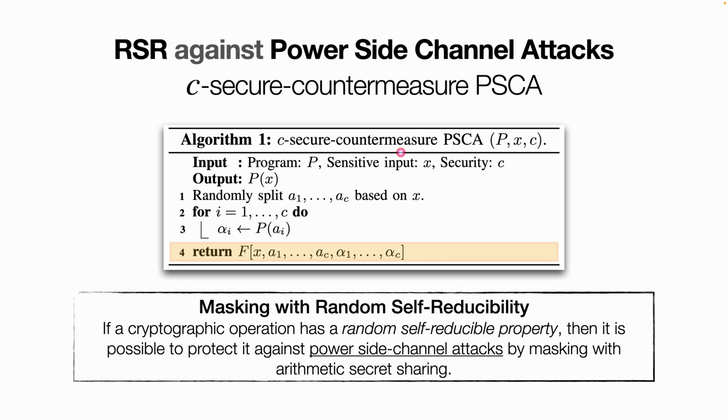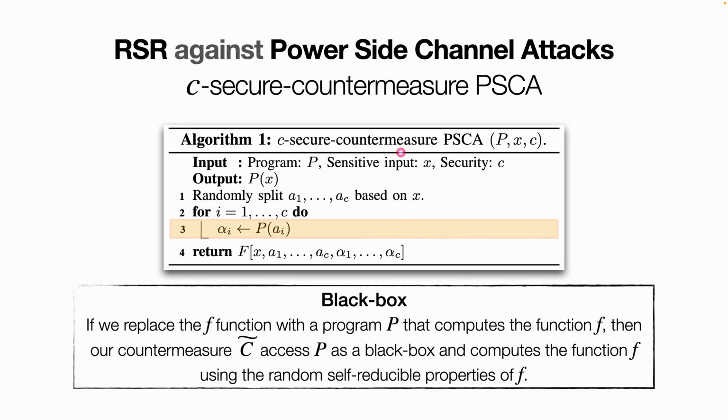This is a kind of arithmetic masking. The approach is black box, because if we replace these alpha 1 to alpha c in here, the random self-reducible property should take these random shares a1 to ac, right? But we need the function f itself. Here, instead of passing this to a mathematical function, we are passing it to its implementation p, right?